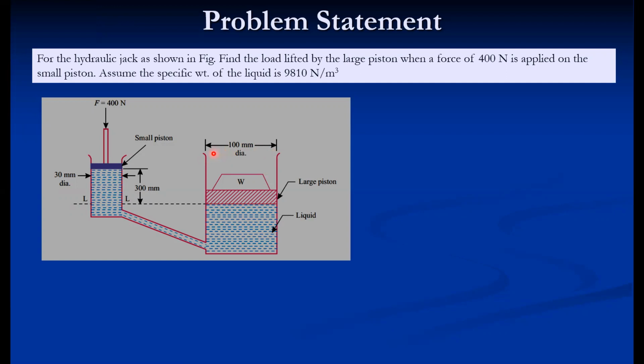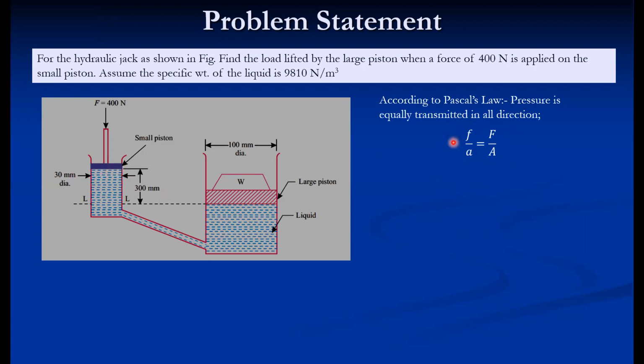Its diameter is given as 100 mm, and the diameter of the small piston is also given. According to Pascal's law, pressure is equally transmitted in all directions. The relation is that pressure is force per unit area, where F is the force acting on the smaller piston and A is the area of the small piston. This is the equation we use based on Pascal's law, that pressure is equal on all sides: the pressure applied on the smaller side and on the larger piston as well.